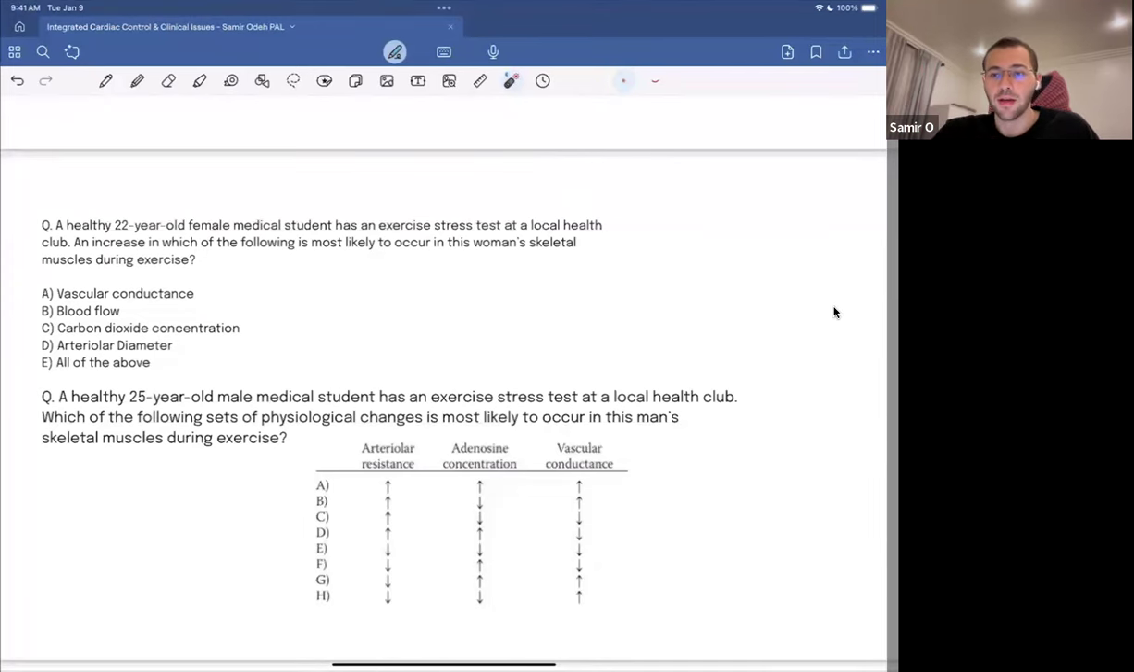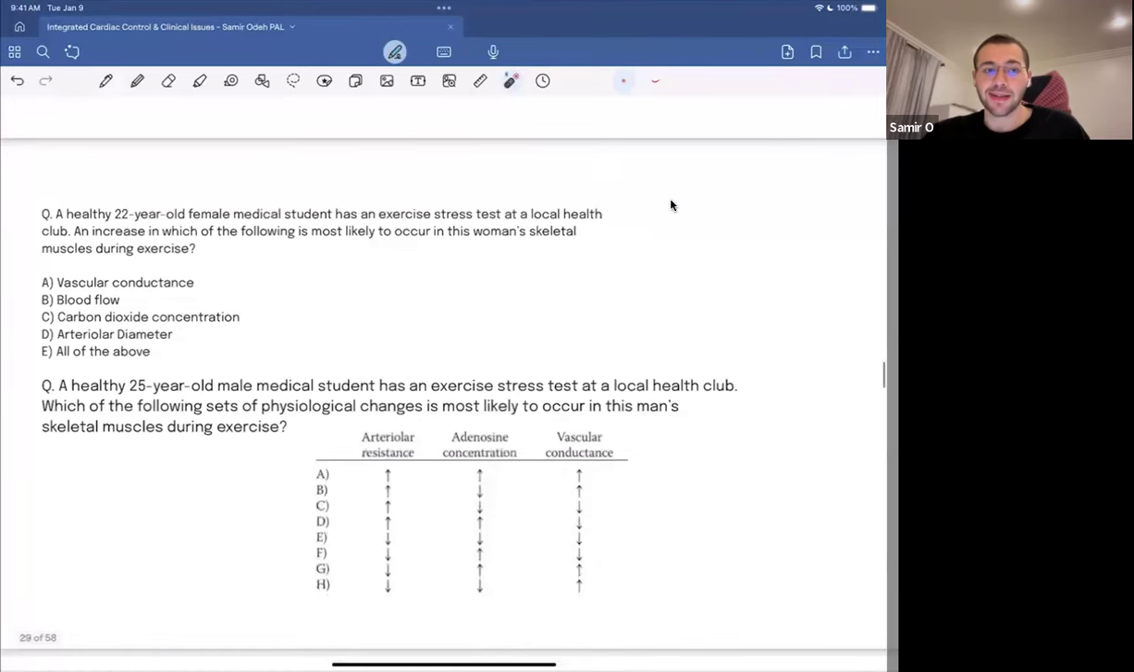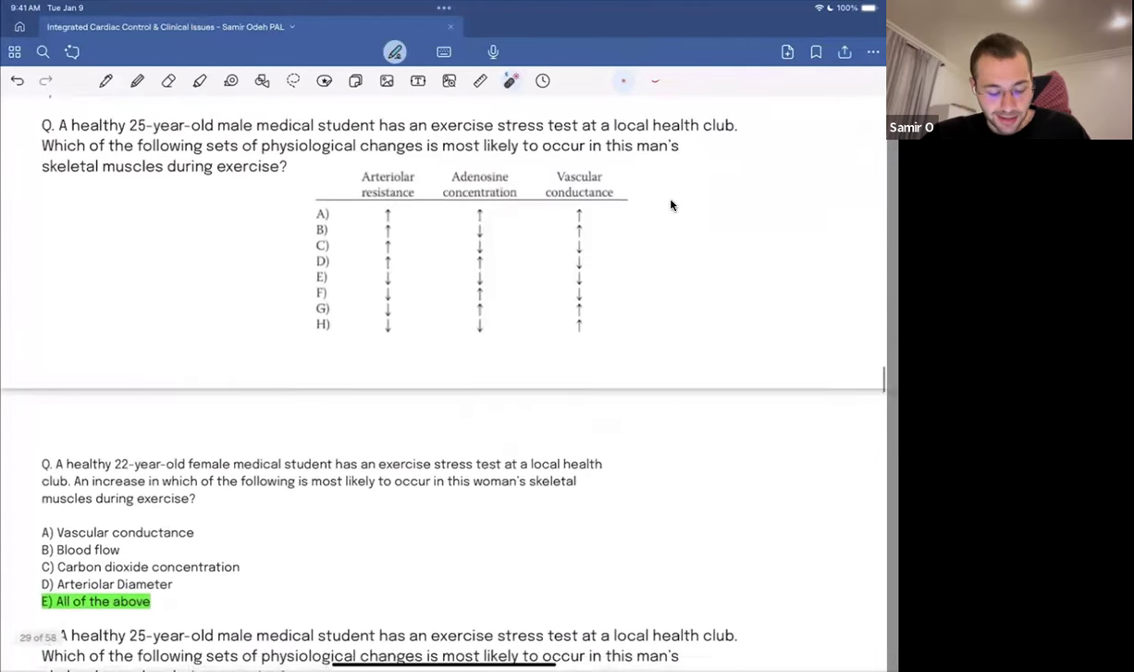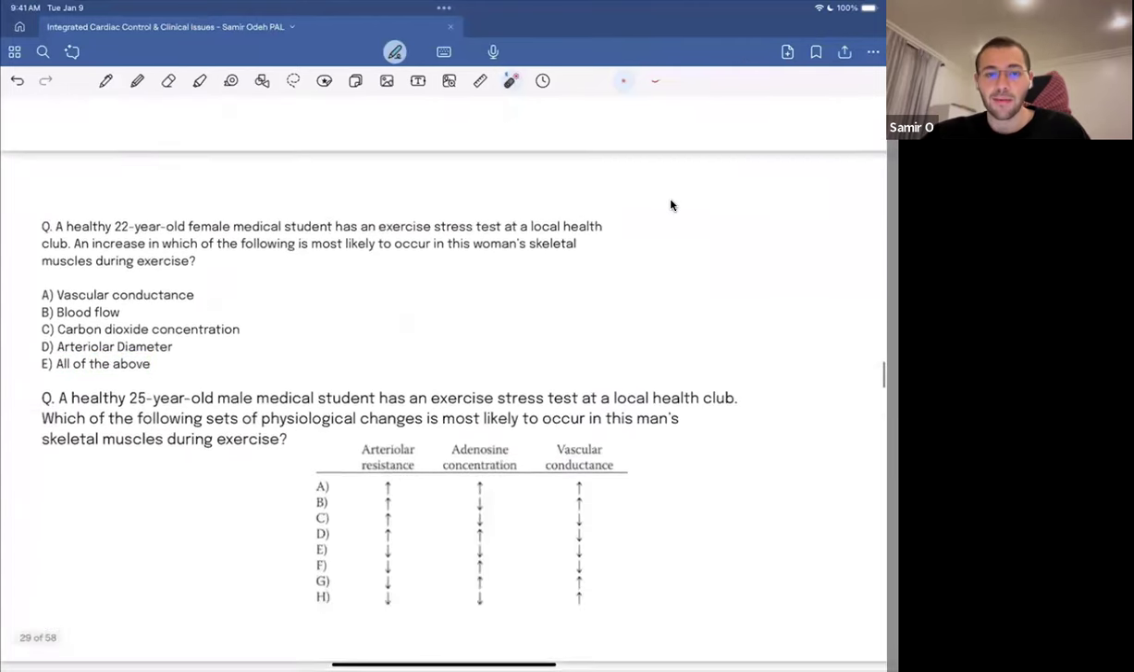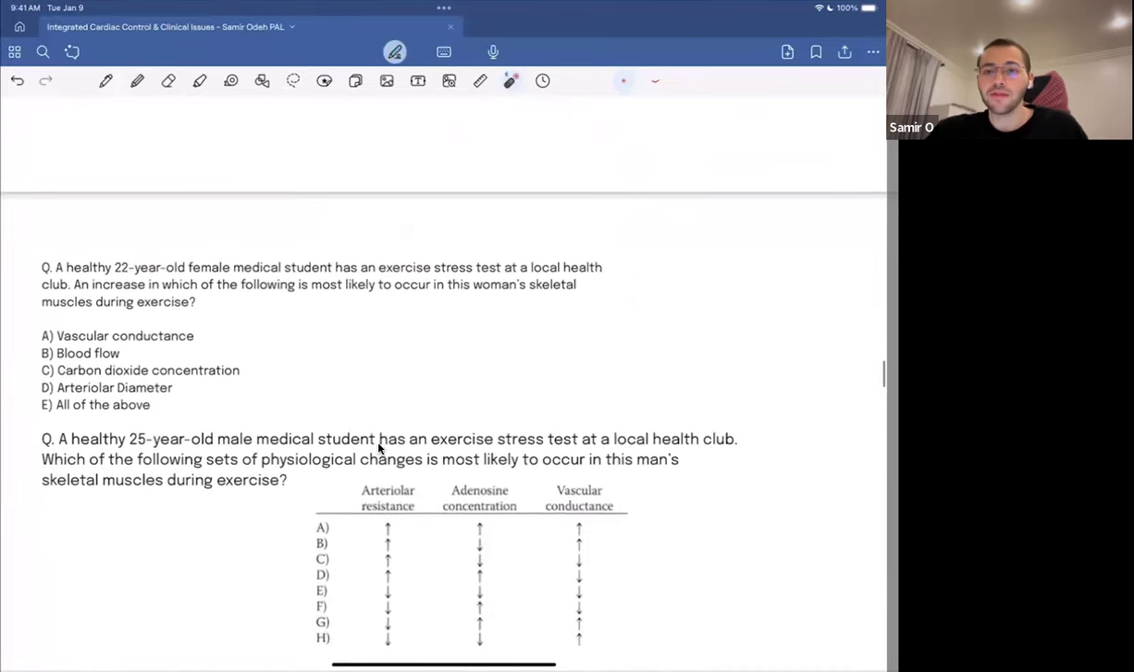Okay. So one of your colleagues answered E for the first question. And that answer is indeed correct. Essentially, all of these changes are occurring. You do have increased vascular conductance because, again, all those metabolites are increasing. You have increased blood flow because sympathetic drive is increasing.